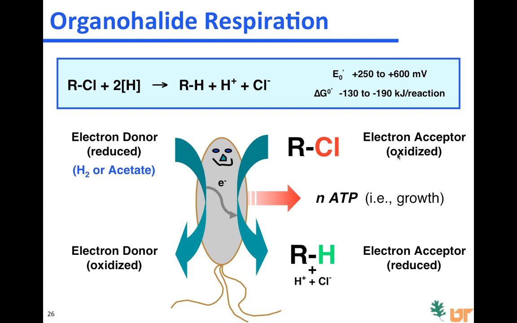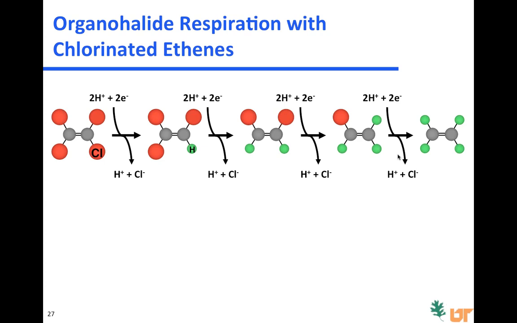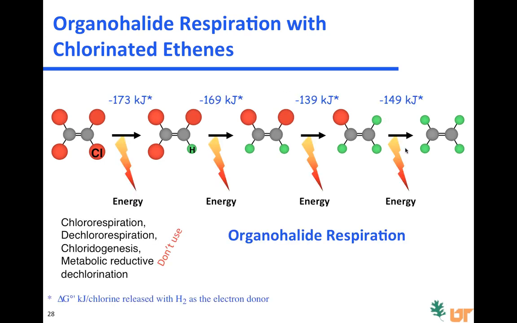Those organisms are called organohalide respiring organisms. The process is called organohalide respiration. The next slide shows you the application of this process to the reductive dechlorination of chlorinated ethenes, PCE, TCE, dichloroethenes, and vinyl chloride to non-toxic ethene. Each step requires an electron donor. On the next slide, you can see that each reductive dechlorination step generates energy the organism can capture, and this is called organohalide respiration.